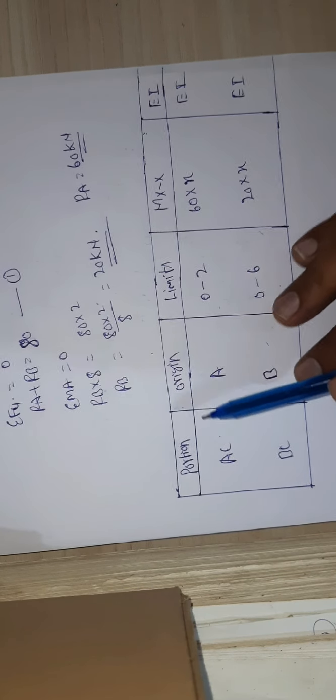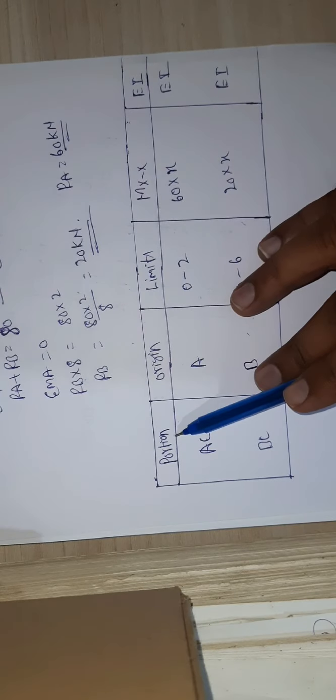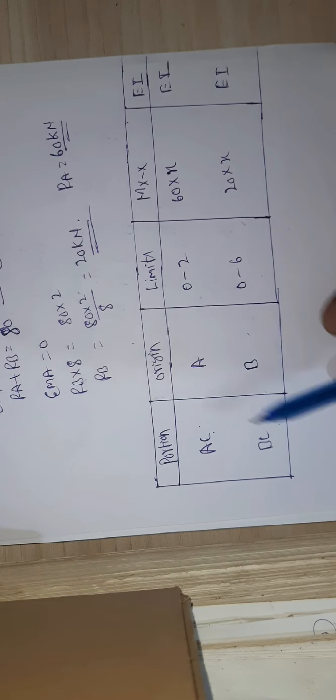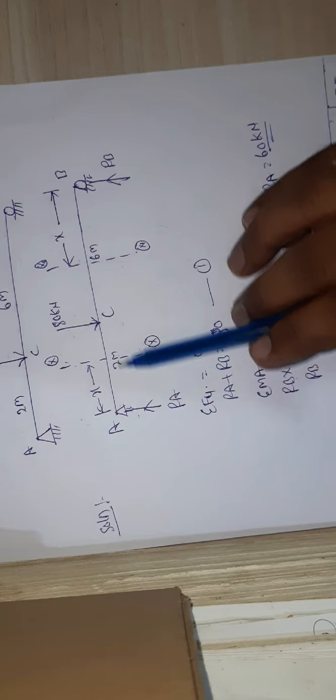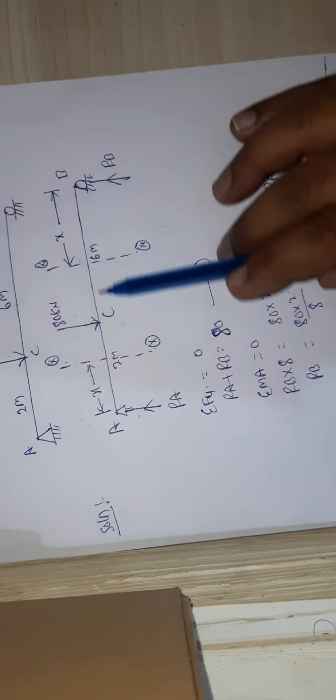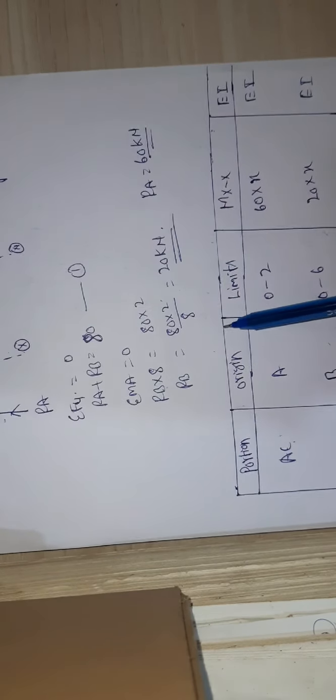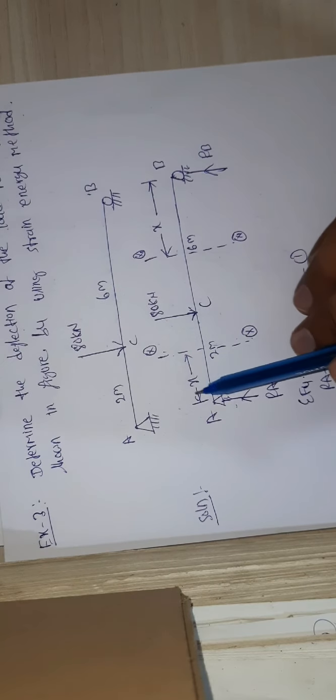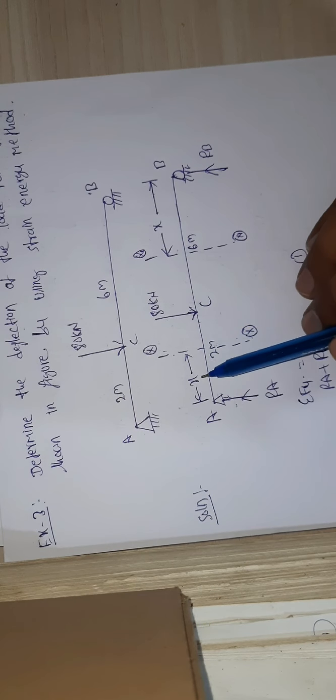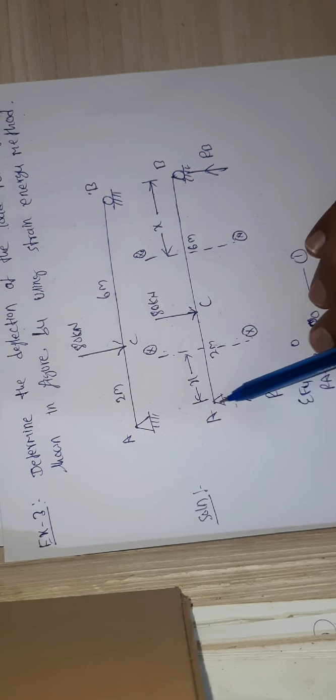So I consider the portions AC and BC. You can see this diagram, what are all the portions: AC portion and BC portion. Now, what is the origin? Here I have taken the sections at a distance x from this side.